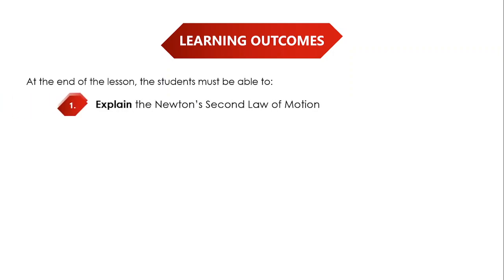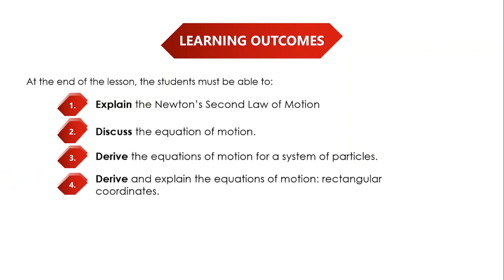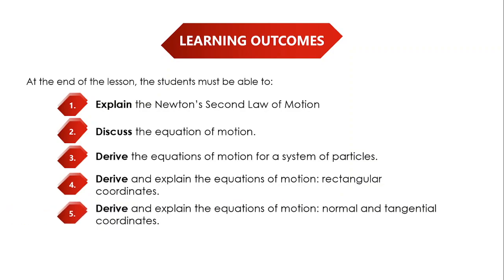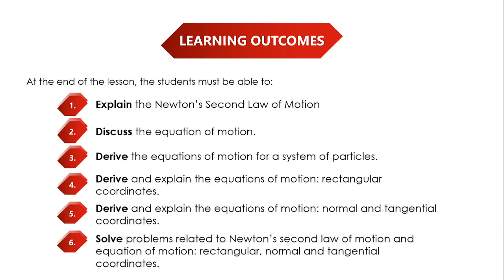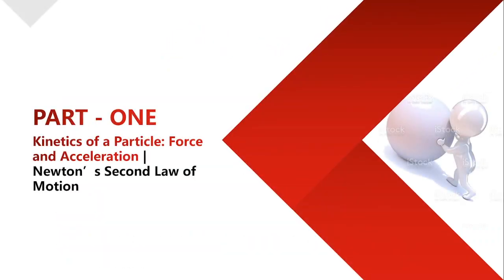But anyway, these are your learning outcomes. You must be able to explain Newton's second law of motion, discuss the equation of motion, derive the equations of motion for a system of particles, derive and explain the equations of motion using rectangular coordinates, and derive and explain the equation of motion using normal and tangential coordinates. And of course, we will solve problems related to Newton's second law of motion and the equations of motion using rectangular, normal, and tangential coordinates.